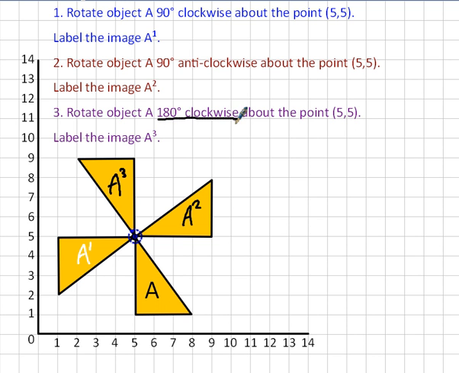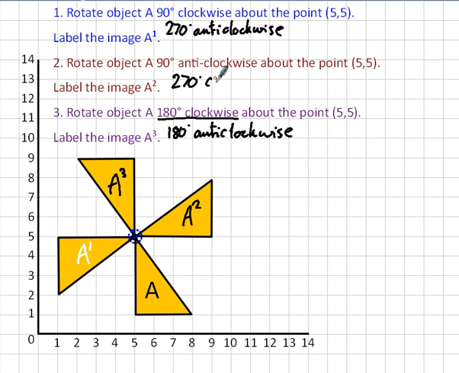Okay, so 180 degrees clockwise is the same as 180 anti-clockwise. 90 degrees clockwise is the same as 270 degrees anti-clockwise. And then this is the same as 270 degrees clockwise.